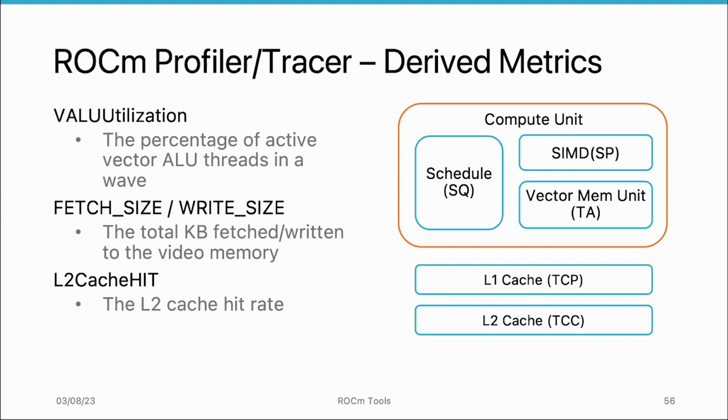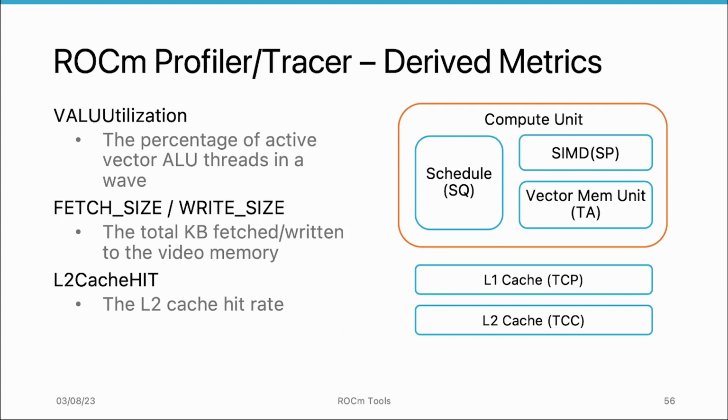The VALU utilization metric is the percentage of overall ALU utilization. A lower number indicates that the program is not very efficient. This can be a result of high thread divergence or a highly memory-intensive kernel. A value of 100% is ideal but is very difficult to achieve.